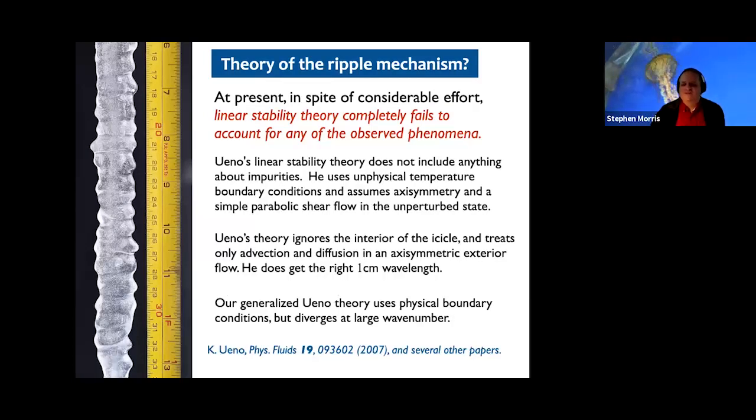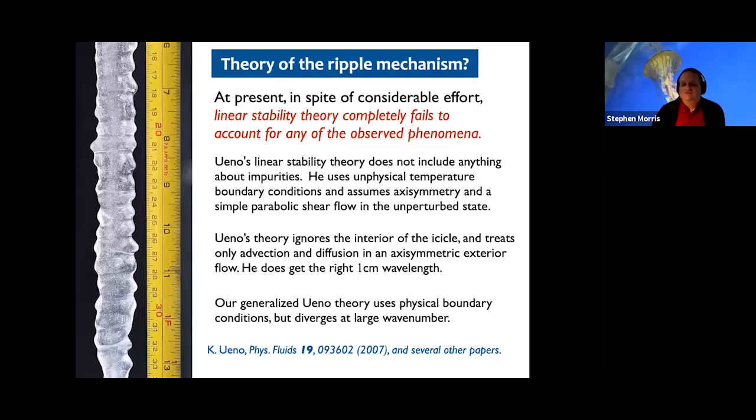Ueno's linear stability theory doesn't include anything about impurities, so it's got to be wrong from the get-go. But upon close inspection, it also contains unphysical temperature boundary conditions. If you relax those and make them the same physical boundary conditions as mine, only with concentration equals 0, he gets the same divergence as I do.